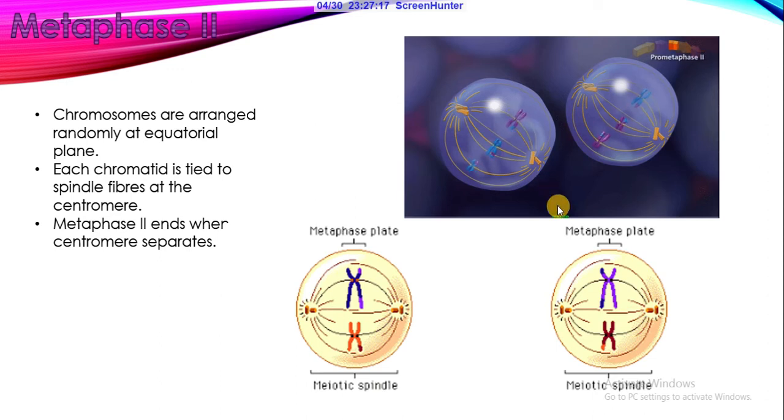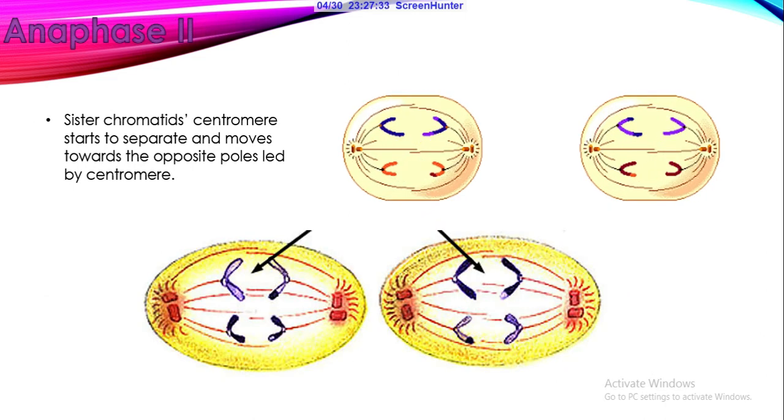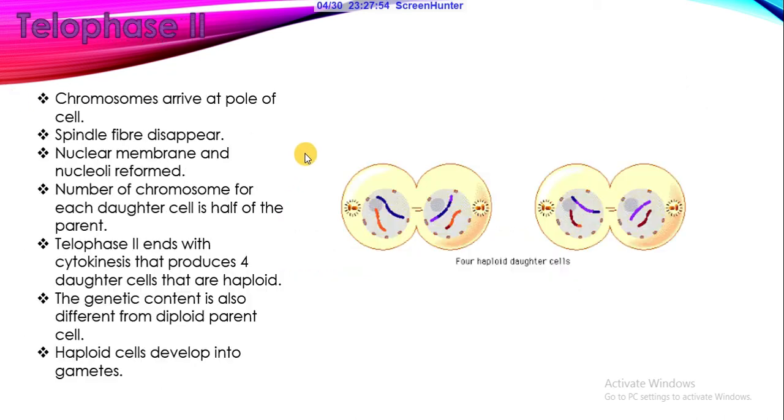Why do we call them random? Because this position can be switched, where the leg with the blue can be at the left and the other will be at the right. Okay, it is randomly arranged. For anaphase 2, the sister chromatid centromeres start to separate and move towards the opposite poles. Okay, in meiosis 1, we say homologous chromosomes separate, but in anaphase 2, we say sister chromatids separate and move towards the opposite poles.